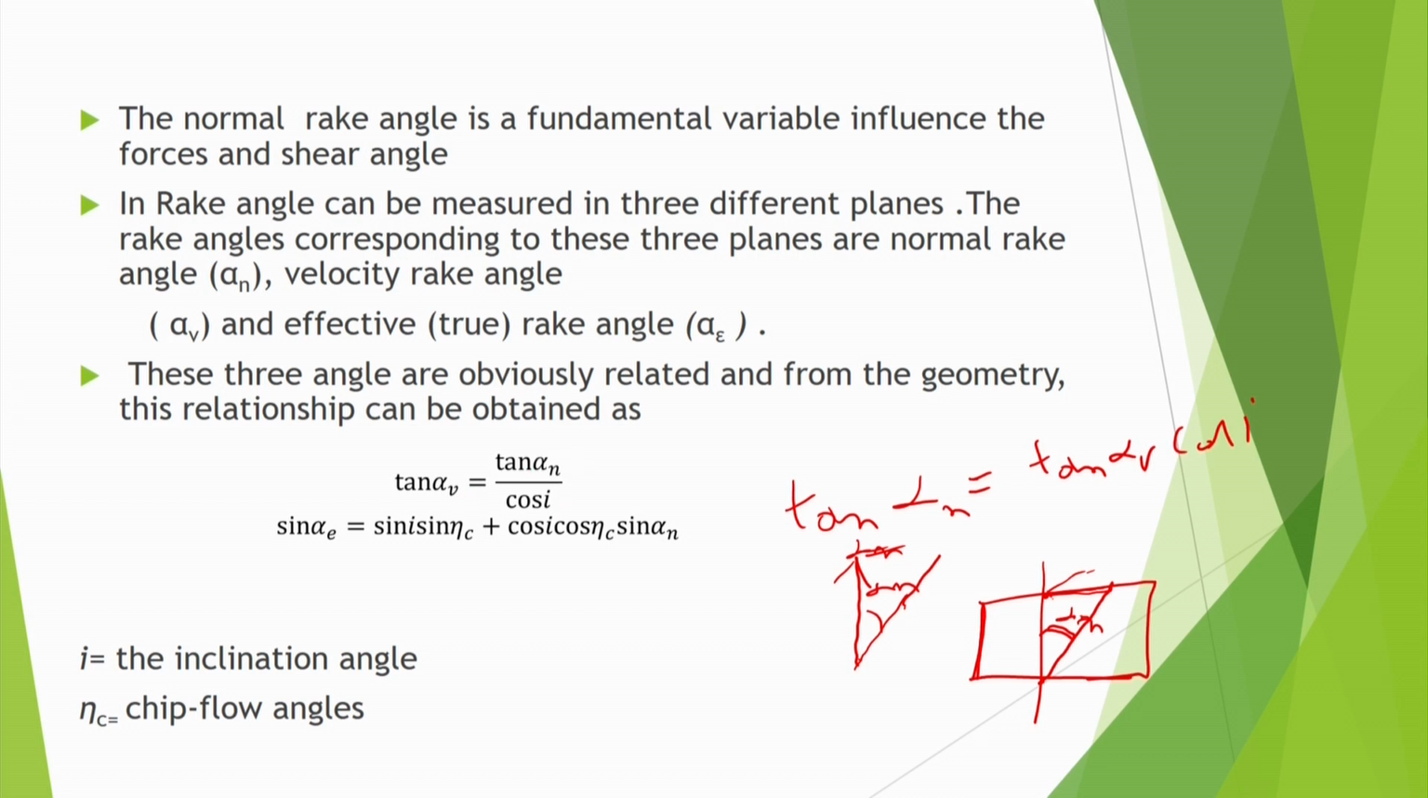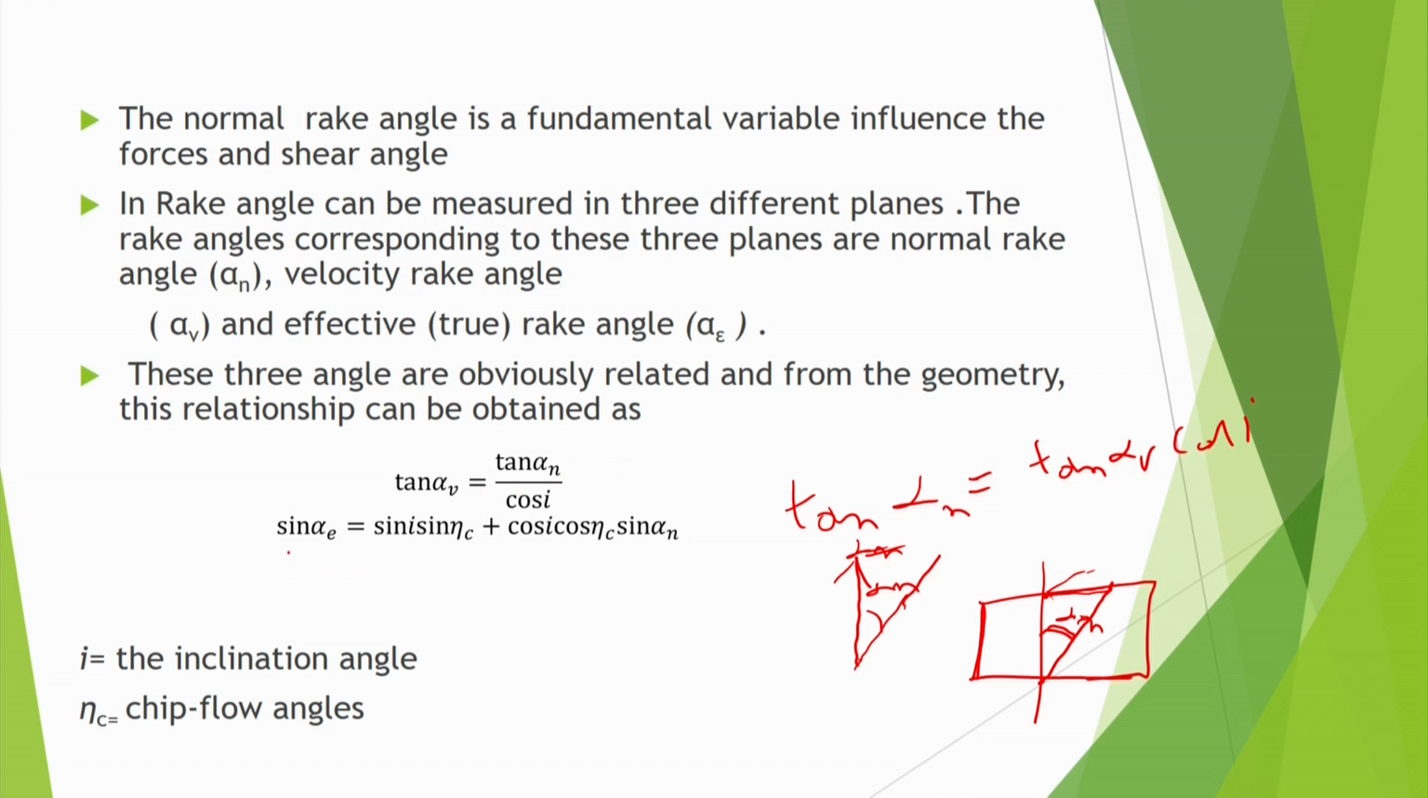Similarly, you can find out that the true rake angle is given by sin alpha e equals sin i sin eta c plus cos i cos eta c into sin alpha n. Generally eta c is the chip flow angle. If i is 0, that means orthogonal cutting, and in that case sin alpha e becomes sin alpha n. That means the true rake angle is nothing but the normal rake angle, and in fact all three angles become the same.